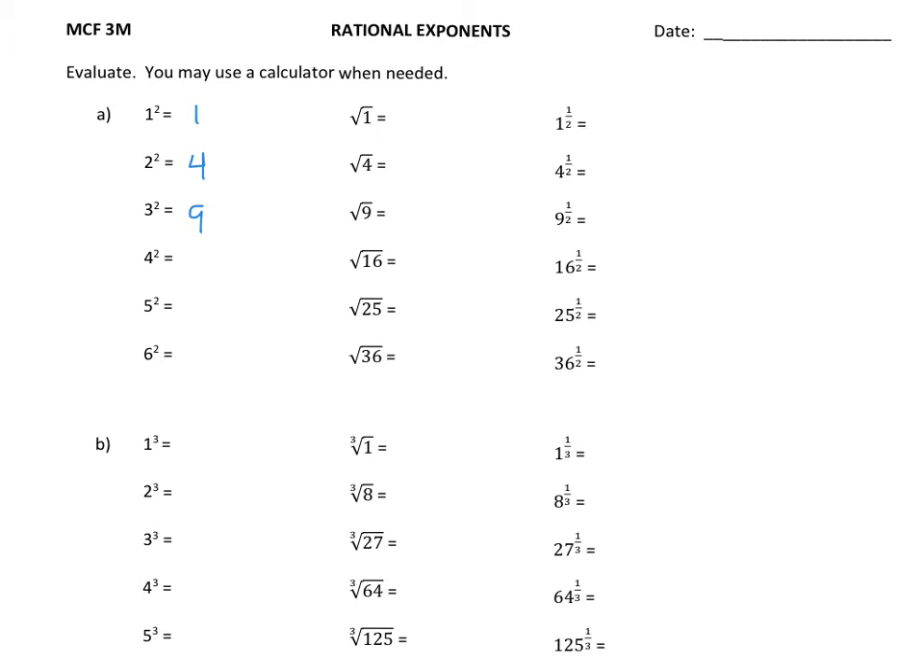And then you're evaluating the square roots. Square root of 1 is 1, square root of 4 is 2, square root of 9 is 3. This is where it might get tricky. What we want to do is input an exponent of 1/2.